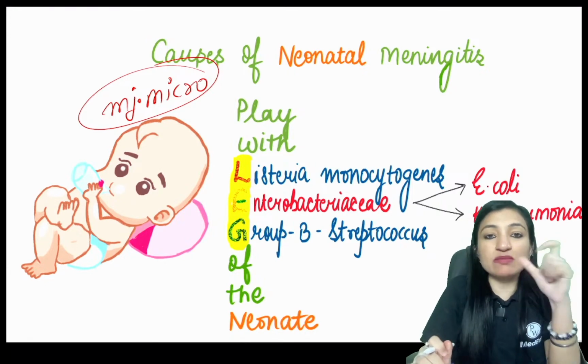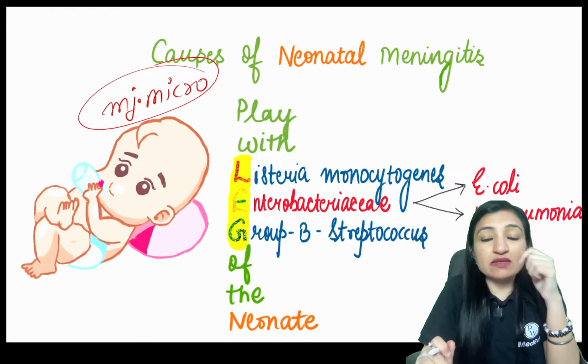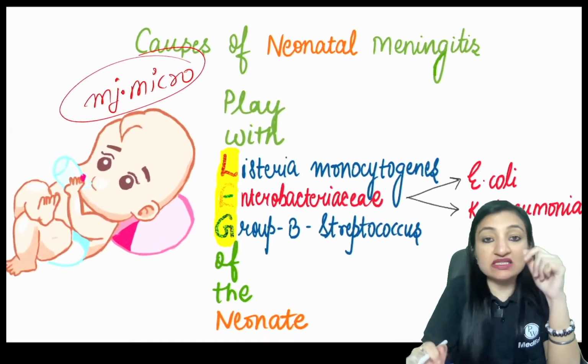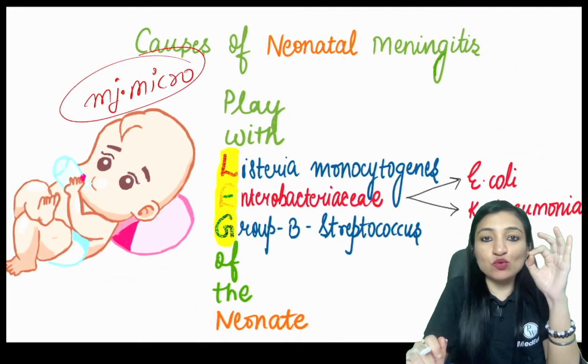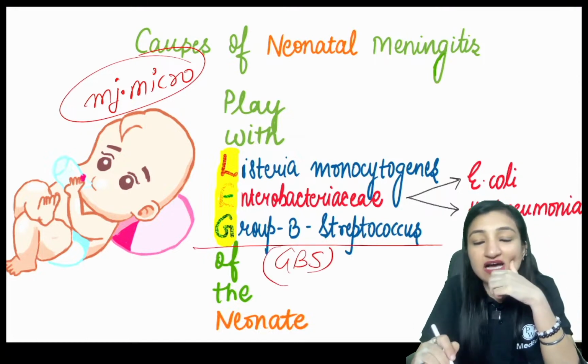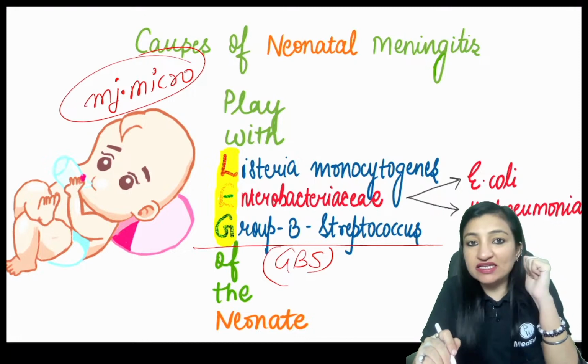And among so many members of enterobacteriaceae, neonatal meningitis कौन कराता है? एस्चेरिशिया कोलाई एंड क्लेप्शियला निमोनिया. उसके बाद जी से क्या है? ग्रुप बी स्ट्रेप्टोकोकस. ग्रुप बी स्ट्रेप्टोकोकस या जीबीएस या स्ट्रेप्टोकोकस एगैलेक्टिए, मैंने कहाँ मेंशन किया है आज? मैंने आज मेंशन किया था CAMP टेस्ट के कंटेक्स्ट में.